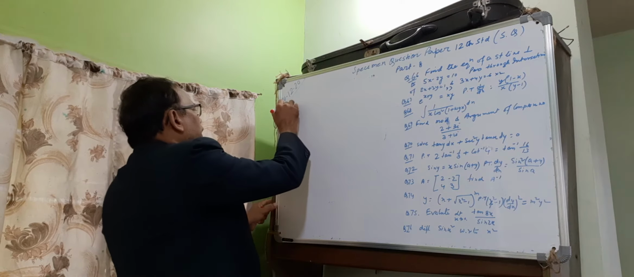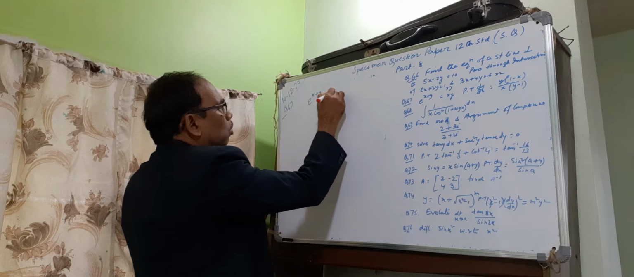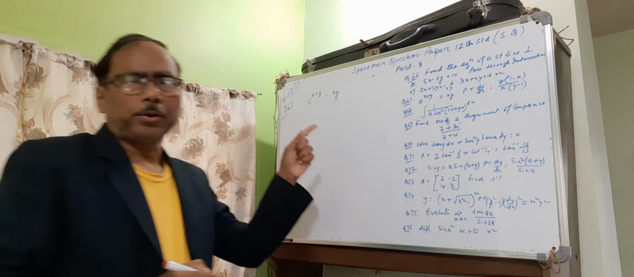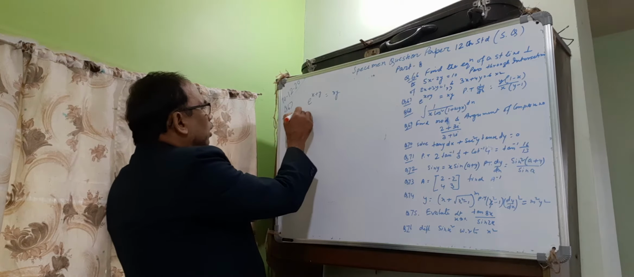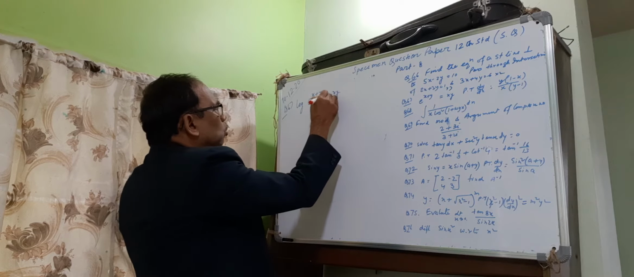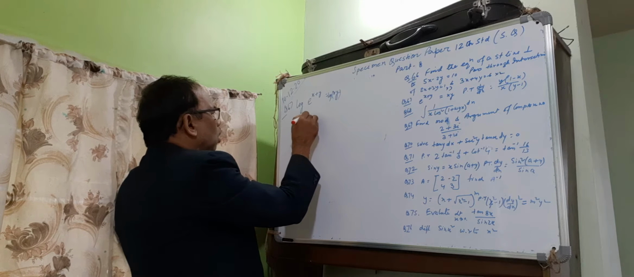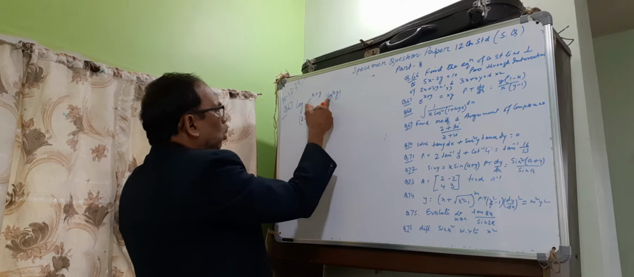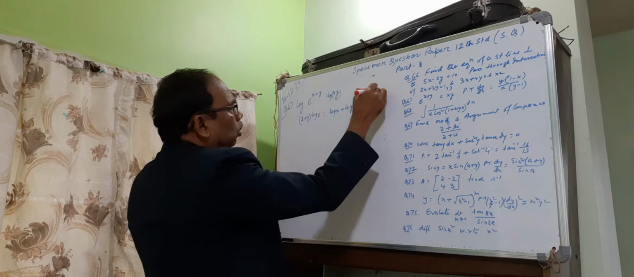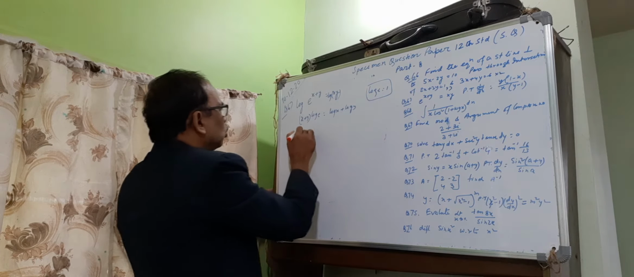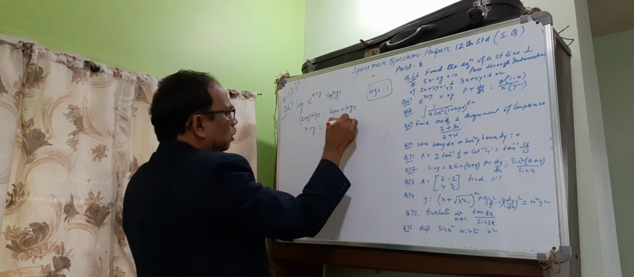Here question number 67, e to the power x plus y equals xy. We have to prove this. Now taking log on both sides, log of this equals log of xy. Now the power will come first: x plus y log e equals log x plus log y, by your formula. We know log e value is 1. So here x plus y equals log x plus log y.